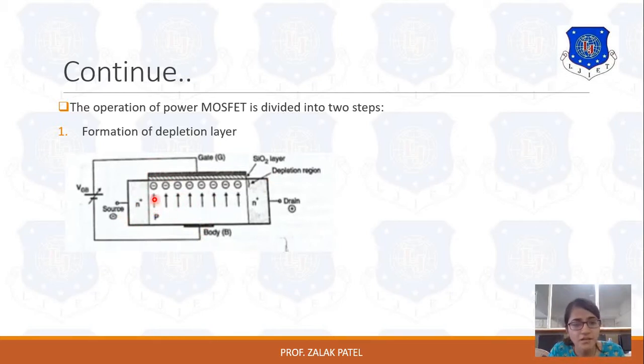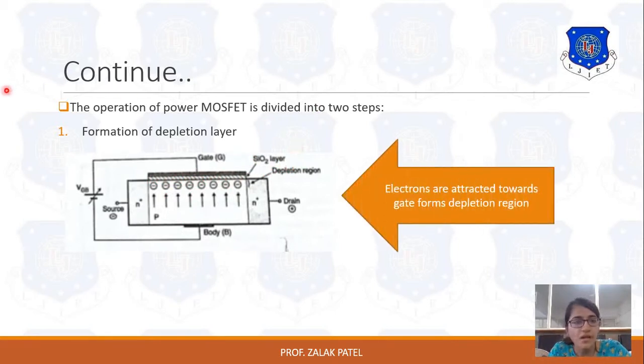Because of this, the electrons go in the upward direction and get attracted to the gate terminal. Because of this attraction of electrons towards the gate terminal, at the SiO2 layer you can see that this layer is created, and this layer is also called a depletion layer. So that's why the first stage is called the formation of depletion layer, because electrons are attracted towards the gate terminal.